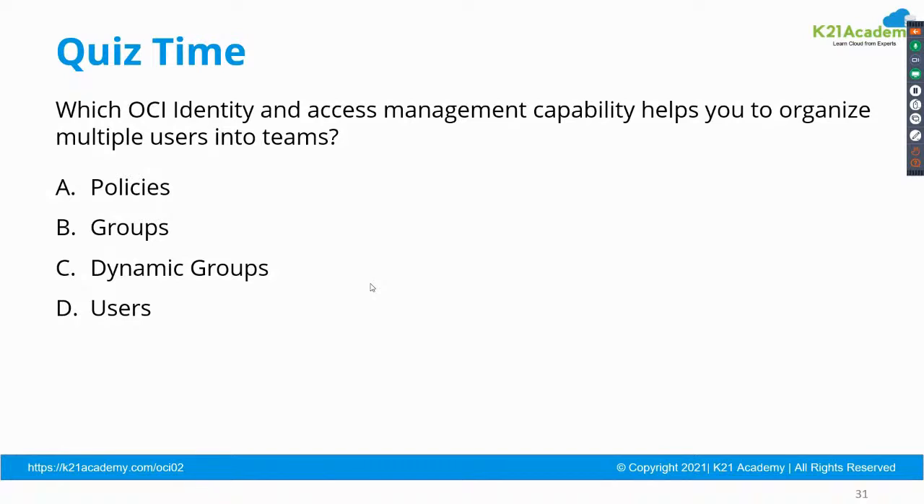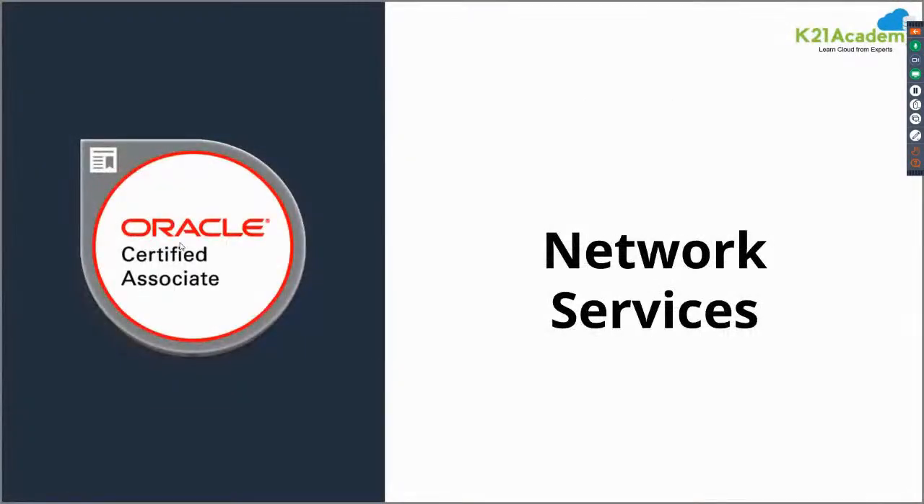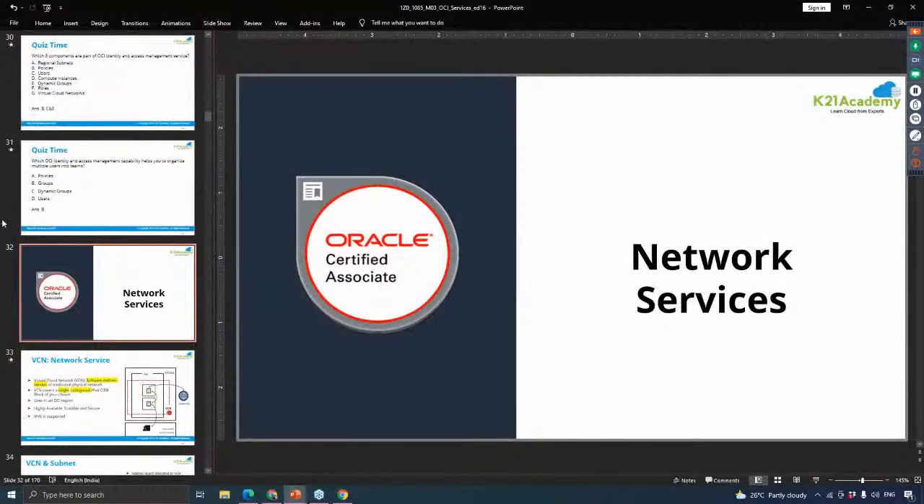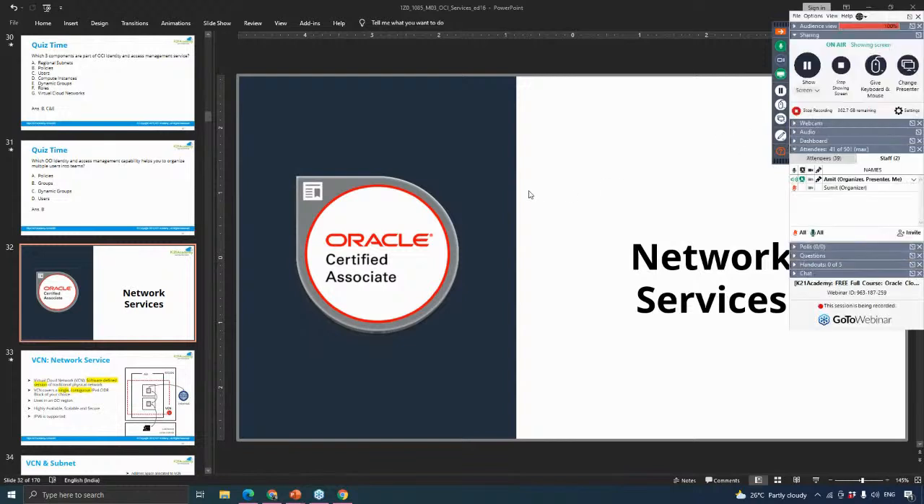Okay. The next one, which Oracle Identity Management Service helps you to organize multiple users and teams? OCI Identity and Access Management capability helps you to organize multiple users into teams. So multiple users can belong to groups. So groups is basically the correct answer. This is basically about the identity and access management service, and I think we are spot on.